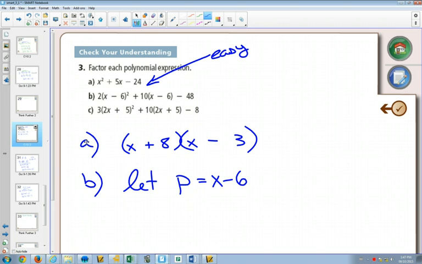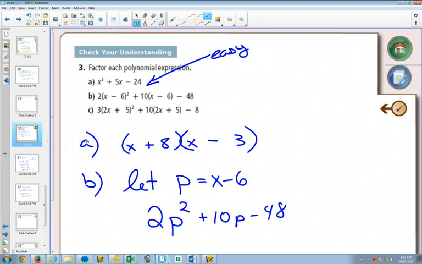If you've already written Y, you can continue with Y. But in case people ask why, then I'll know. So if we let P equal X minus 6, or if you let Y equal X minus 6, that means wherever I have an X minus 6 in my equation, I can rewrite this. And instead of writing X minus 6, I can write P. 2P squared plus 10P minus 48.